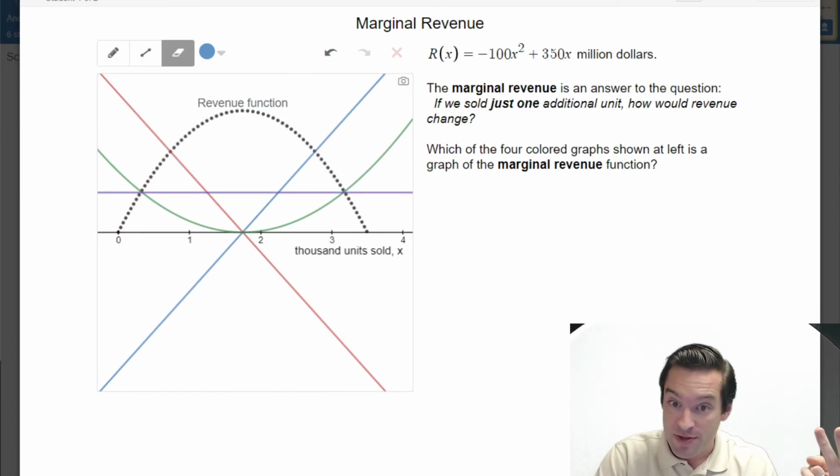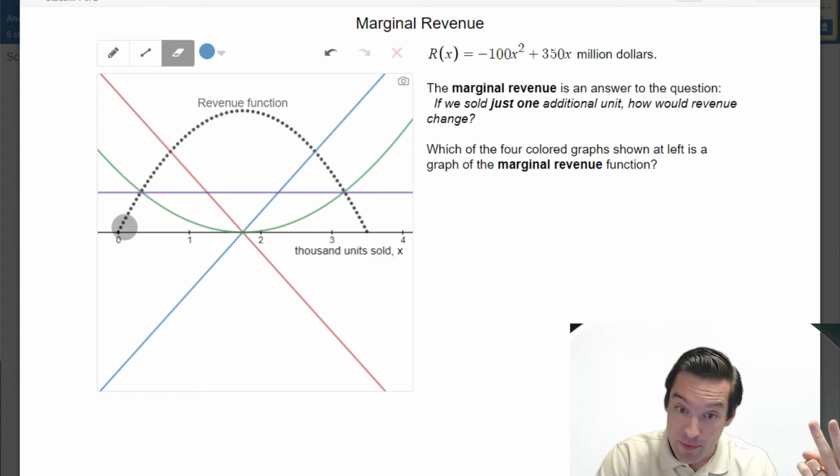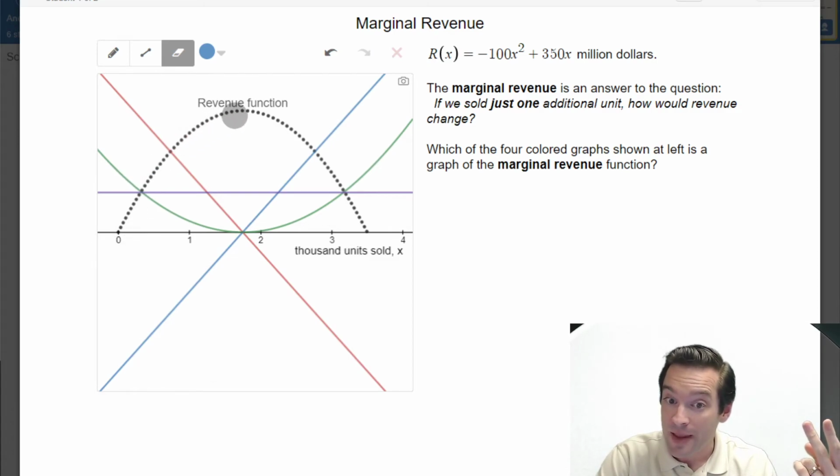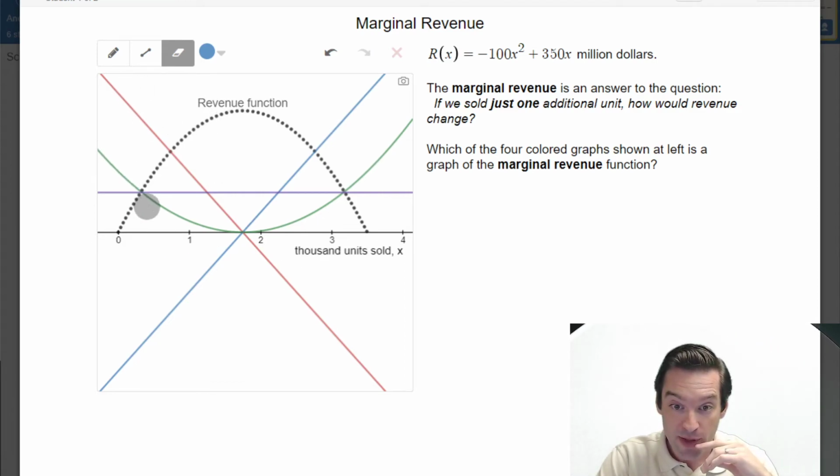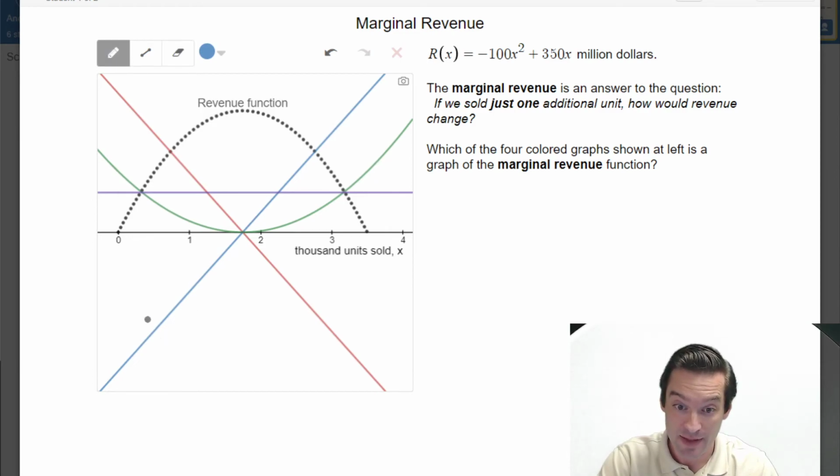So my revenue function is increasing everywhere to the left of the top of the hill, everywhere from 0 to about 1 3/4. And so everywhere that my revenue is increasing, I need my derivative to be positive. In other words, I need my derivative function to be above the x-axis. My red, purple, and green curves are all above the x-axis for this part of my revenue graph. But my blue curve is not, so I have to rule out my blue curve. Can't be this one.